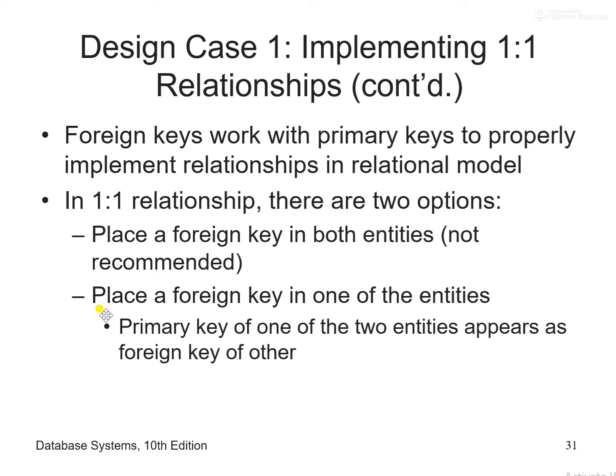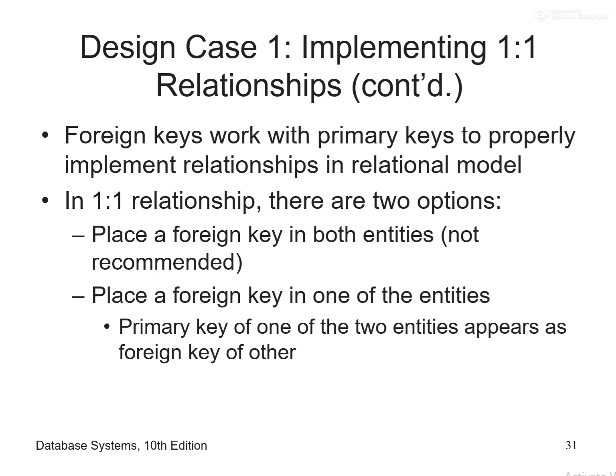So the second option is to place a foreign key in one of the entities. Okay, either add department ID as a foreign key in the employee table, or add employee num as a foreign key in the department table. Now, in which table do we have to add a foreign key, the employee table or the department table?